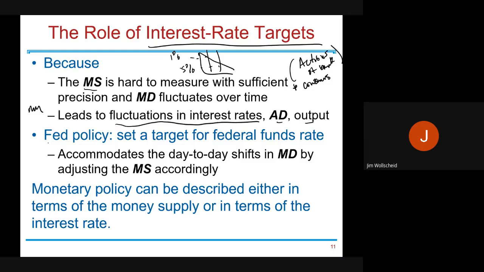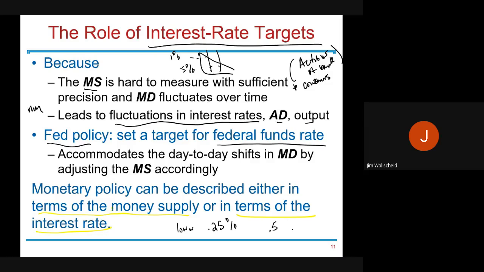So most of the time, Fed policy is they shoot for a Fed funds rate. When they talk about monetary policy, at least in the United States, most of the time they talk either about what they do with the money supply, or more often what they're doing with the interest rate. So the Fed says, oh, we're lowering the interest rate by 25 basis points, or by 0.25%. Well, what they're going to do is increase the money supply, right?